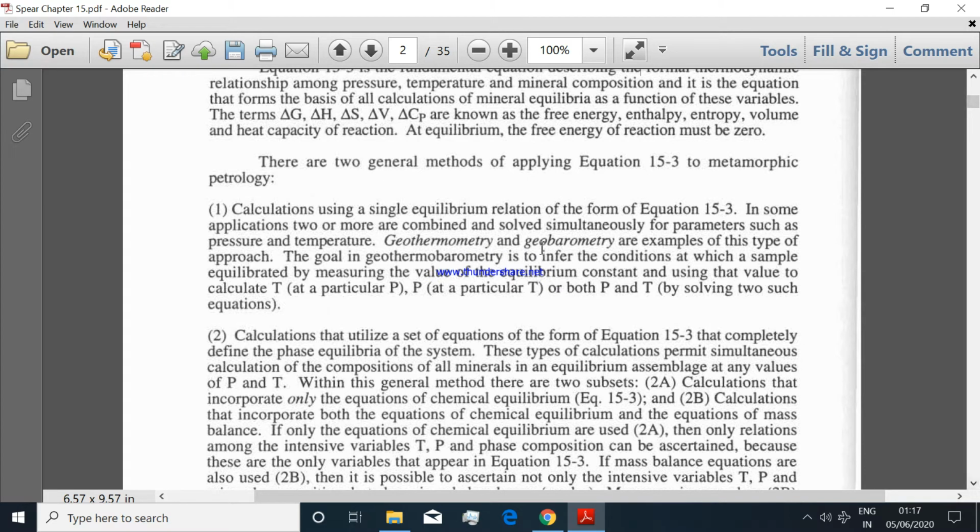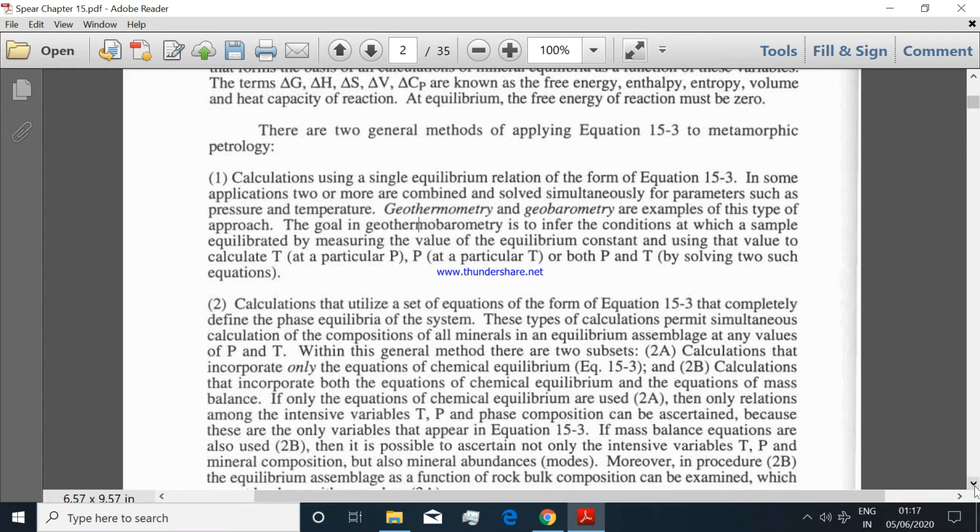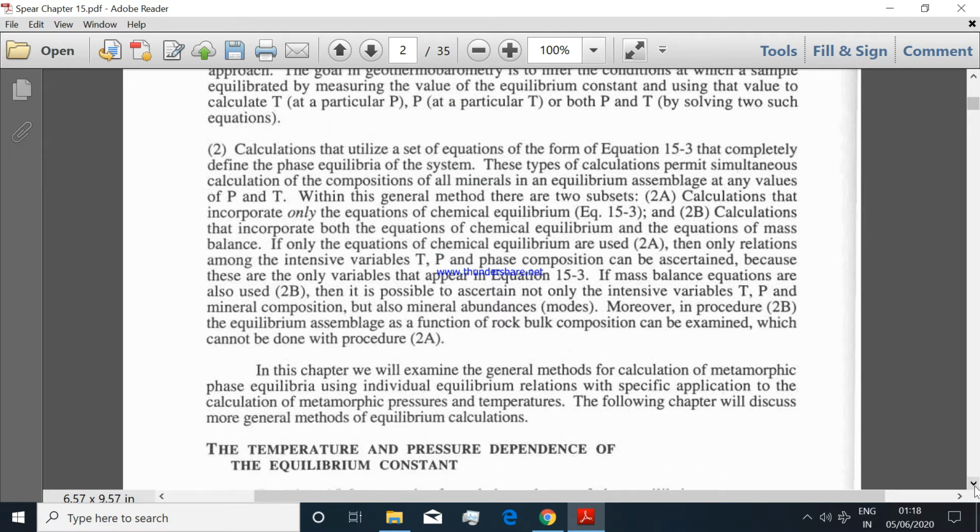And the calculations using a single equilibrium relation are in the form of the equation. In applications, two or more are combined and solved simultaneously for parameters such as pressure and temperature. Geothermometry and geobarometry are examples of this type of approach, and geothermobarometry considers the determination of the pressure and temperature conditions of an equilibrium. And calculations that utilize a set of equations in the form of equation 15.3 are completely defined.